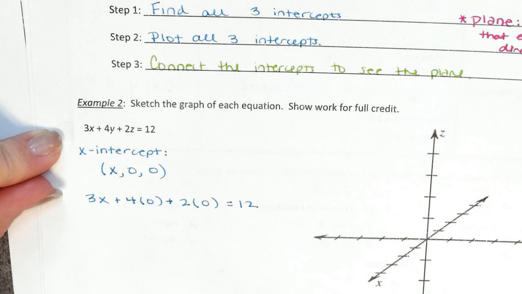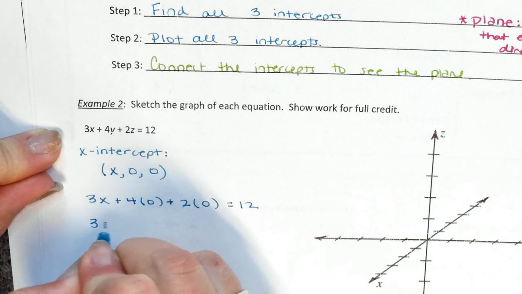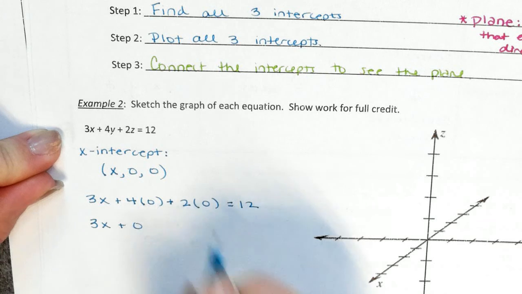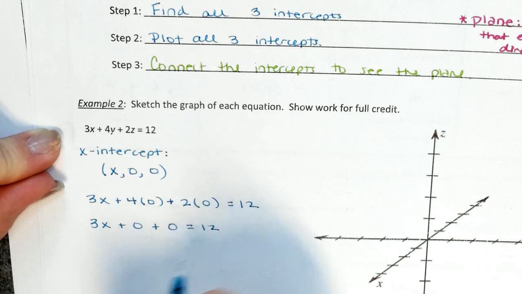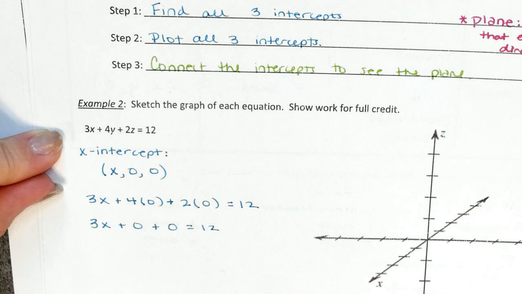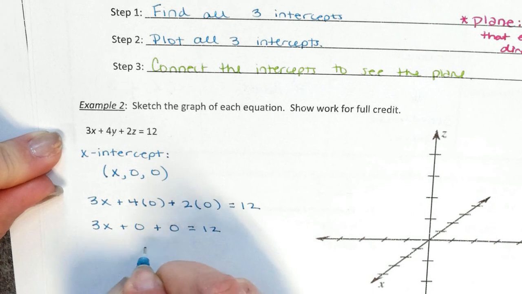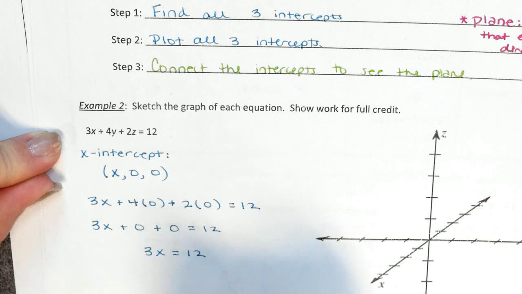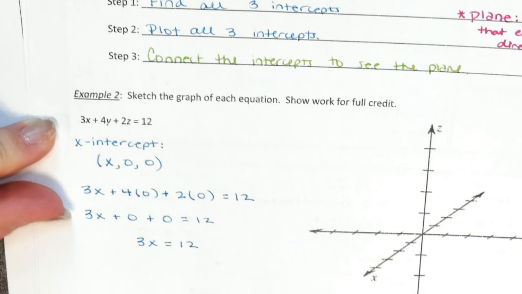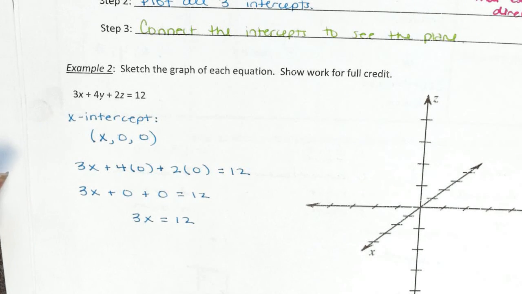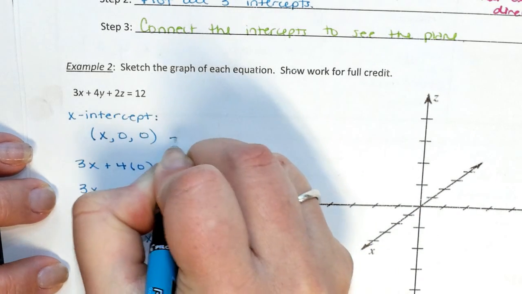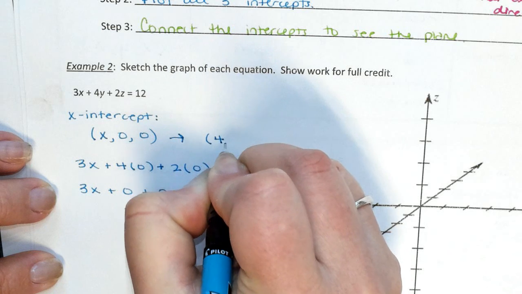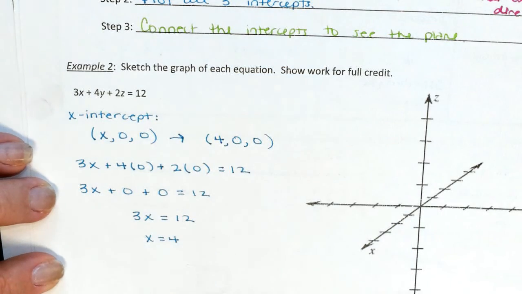And now we're going to have to solve. What's 4 times 0? 0. So we have 3x plus 0. What's 2 times 0? So plus 0 equals 12. What's 3x plus 0 plus 0? 3x. Just 3x. When you add nothing to it, it doesn't change. So 3x equals 12. What does x have to be then? 4. So that tells us that this point is 4, 0, 0.